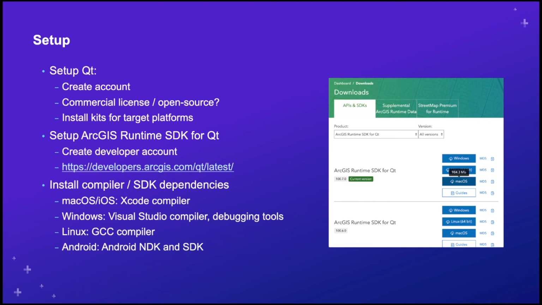You also need to install the compiler and SDK dependencies. If you think a few slides back, you might remember that there are many different compilers that power all the different platforms. So even though you won't be interacting directly with Xcode and Visual Studio, you will need to install the compilers from those frameworks. If you want to develop for macOS and iOS, you'll need to install Xcode onto a Mac. If you want to develop for Windows, you'll need to install the Visual Studio C++ compiler. For Linux, you'll need GCC. And for Android, you can build Android apps on Mac, Windows, or Linux, but you'll need to install the Android NDK as well as the Android SDK.